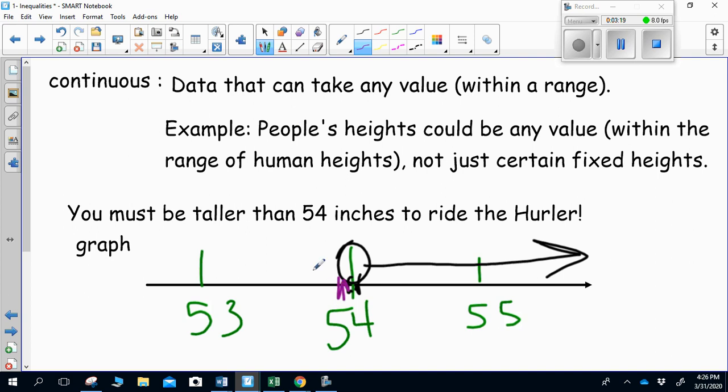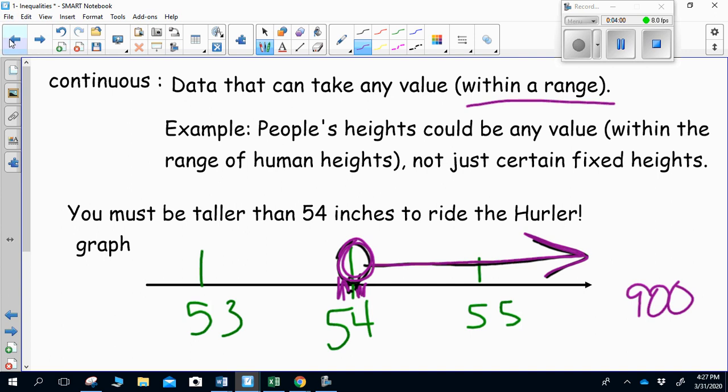All right, so anyway, to show this, you would draw a number line. On the number line, we would draw an open circle to say that it could not be 54, but it could be anything beyond that, even a microscopic bit taller, if you're standing on your tippy toes and you've put Kleenex in the bottom of your sneakers so that you could ride this ride. That would be the way you would graph that. And because there are so many different choices, 54.1, 54.01, 54.0001, you're going to graph it on a number line. Now, could it be that you are 900 inches tall? No, that's what they mean by within a range, that it's not going to be ridiculous.